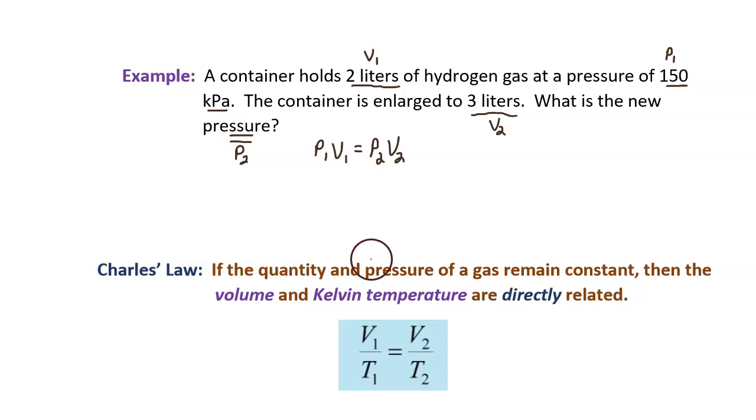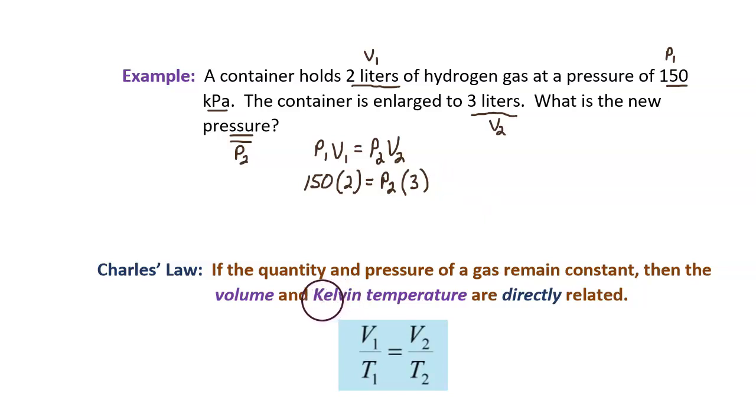Now we're going to make substitutions. In place of P1, fill in 150. In place of V1, we can fill in 2. For P2, we're going to leave the variable P2. That was the one that we did not know a number for. And for V2, we can fill in 3.